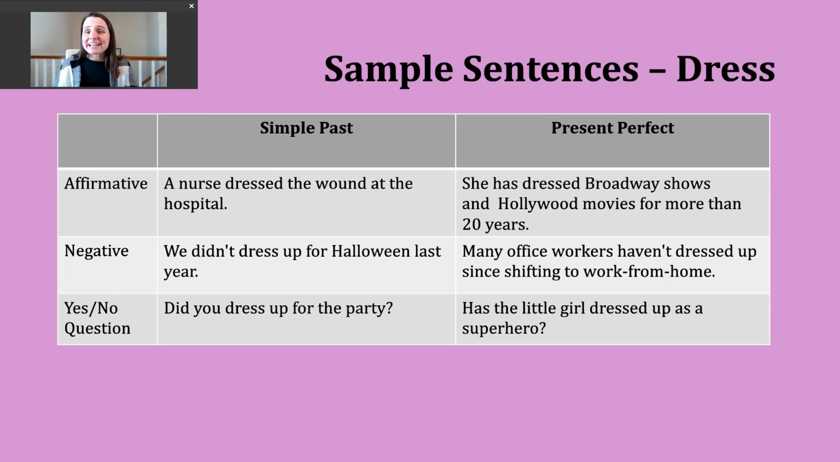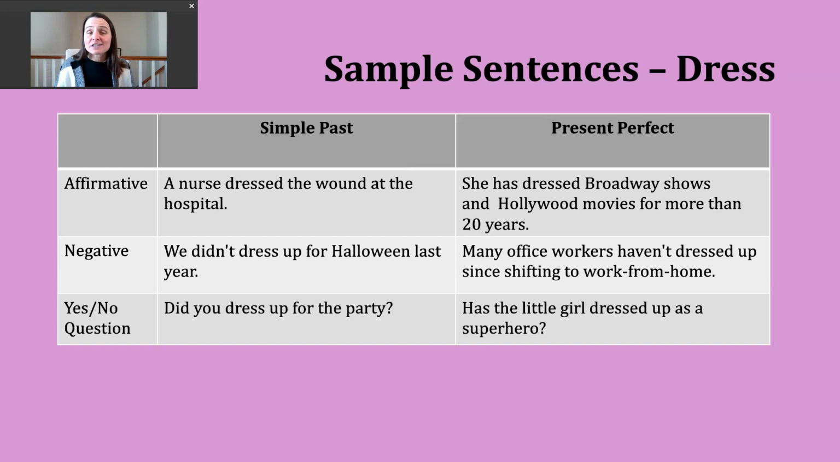If I want to make a negative present perfect sentence, again, I'm going to start with have or has, whichever form matches my subject. Then I'll use not, and then the participle form of the verb. You might hear some speakers use the contraction form, hasn't or haven't. That's fine. You can see that in my example here. Many office workers haven't dressed up since shifting to work from home. Right? So this means they're not wearing formal clothes as they continue their jobs from home, from their living rooms or kitchen tables, dining room tables, etc.